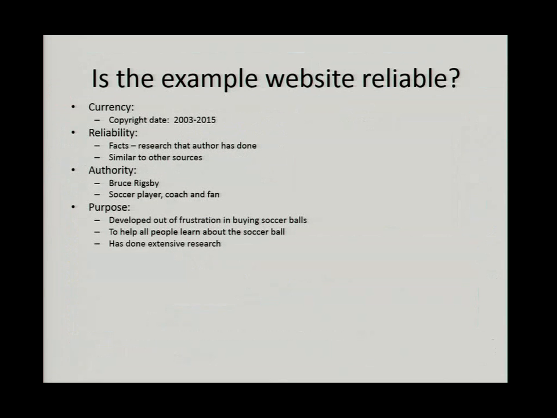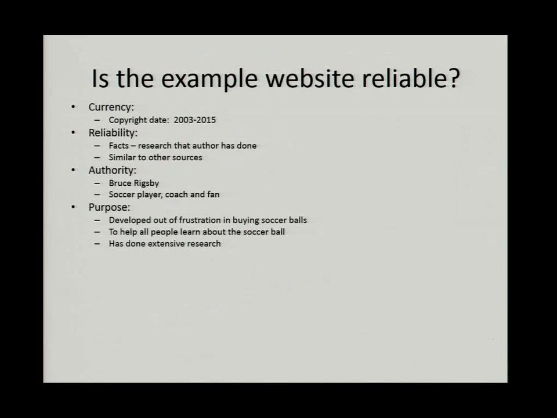So is our website, worldsoccerball.com, reliable? We have a copyright date of 2015, which is great. We have facts, which the author has researched, so not necessarily opinion. We have some facts, and it looks like it is similar to other sources, although we would have to research that more extensively. We have an author, and he identifies himself as who he is, and the purpose was that, out of frustration, the author wanted to purchase soccer balls and have more information, and he wanted to help people learn about the soccer ball, and he's done extensive research.